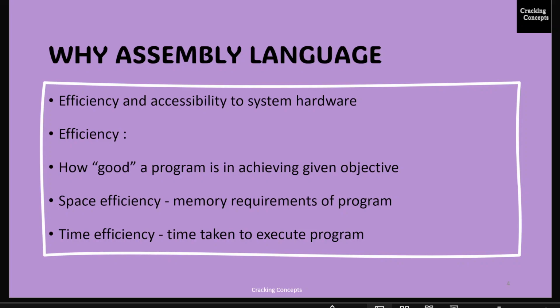Space efficiency refers to the memory requirements of a program, that is the size of the executable code. Program A is said to be more space efficient if it takes less memory space than program B to perform the same task. Very often programs written in an assembly language tend to be more compact than those written in a high-level language. Time efficiency refers to the time taken to execute a program. A program that runs faster is said to be better from the time efficiency point of view. If crafted carefully, they tend to run faster than their high-level language counterparts.